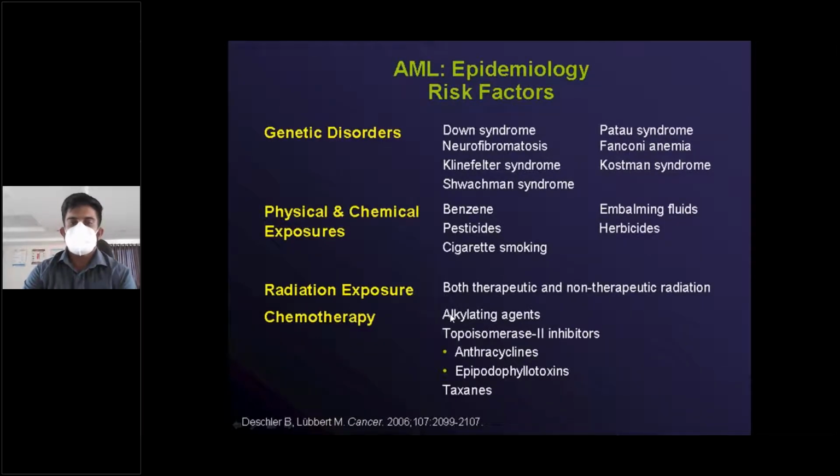And then you have radiation exposure, both therapeutic and non-therapeutic, either because of working in a lab, or because of exposure to radiation as part of radiotherapy for cancer, or because of working in a nuclear mine field, anything like that. Chemotherapy: alkylating agents, topoisomerase 2 inhibitors, anthracyclines, which are again used in the treatment of AML, epipodophyllotoxins and taxanes. These are all the risk factors or predisposing factors for AML.